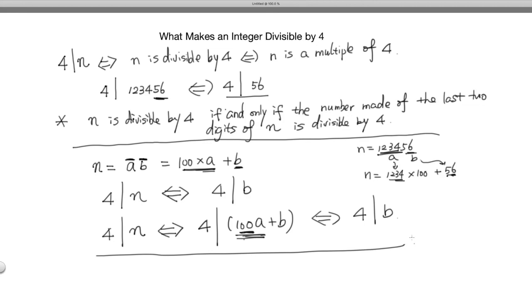So in this lecture, we showed that n is divisible by 4 if and only if the number made of the last two digits of n is divisible by 4. That's it.